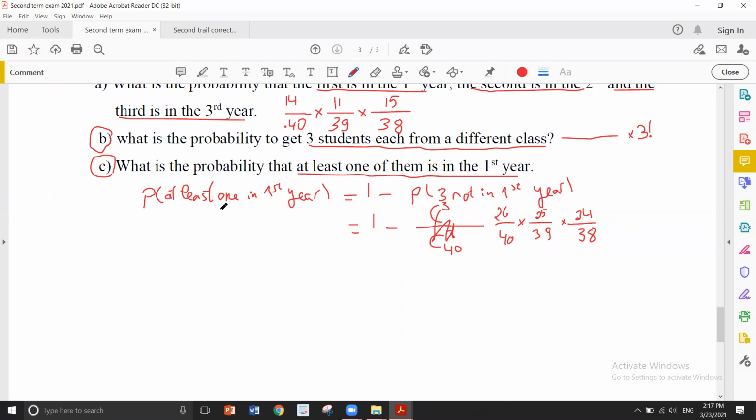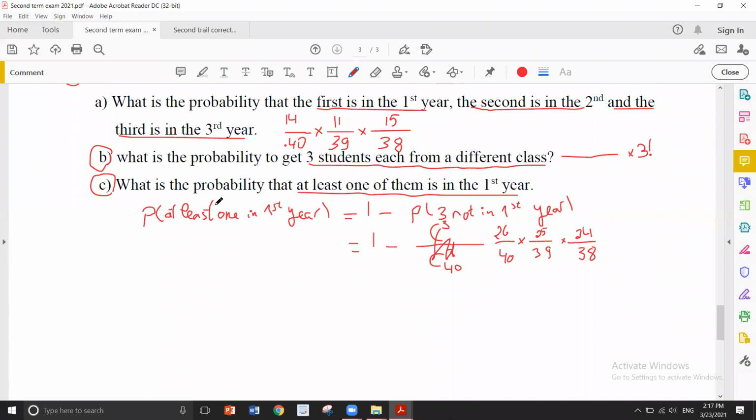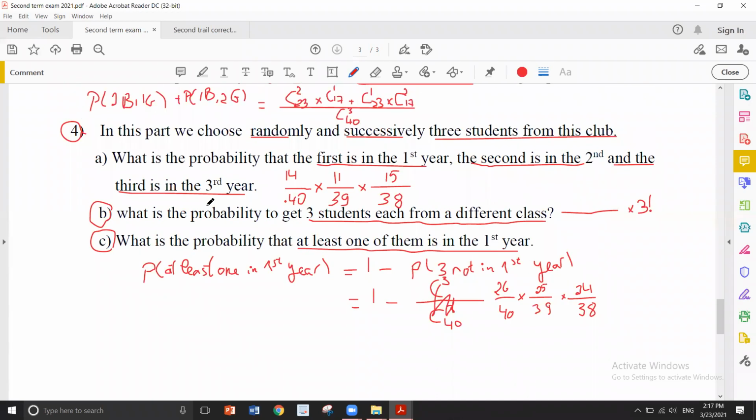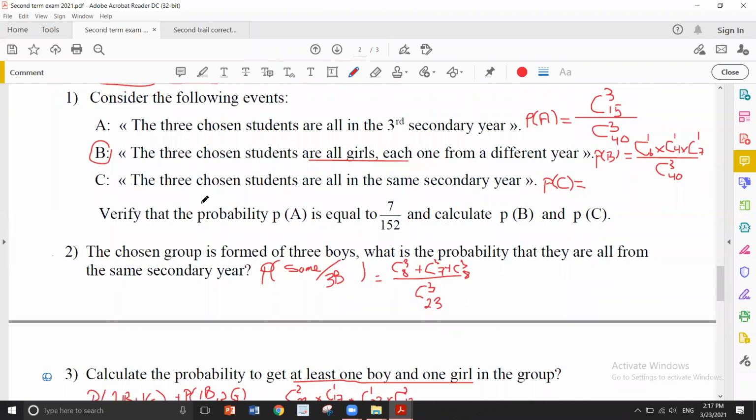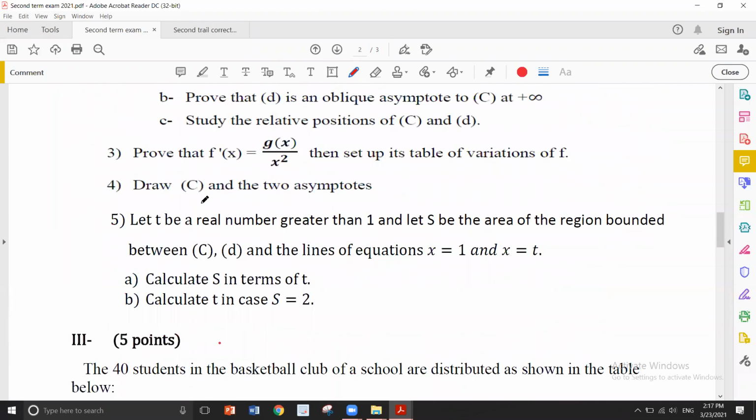This is all about probability. It was not a difficult exercise because it is the first test in probability. I gave it easy and simple. Okay, we go back to the function.